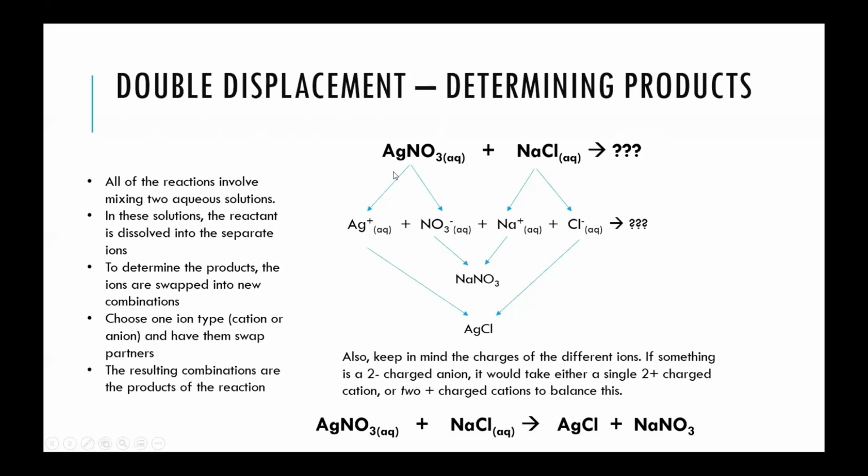You do have to keep in mind, though, that in this example, these are all one-to-one. Everything switched nicely, but not everything is a one-to-one reaction. If this happened to be calcium chloride, 1 mole of calcium chloride would split into 1 calcium ion, but 2 chloride ions, meaning you would need 2 silver ions to balance that out.